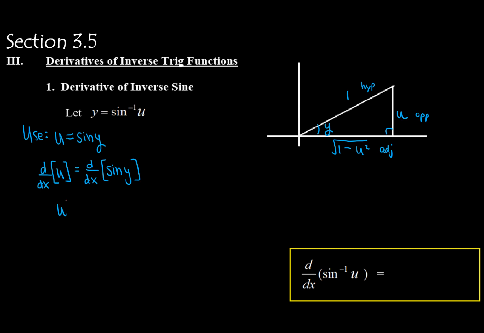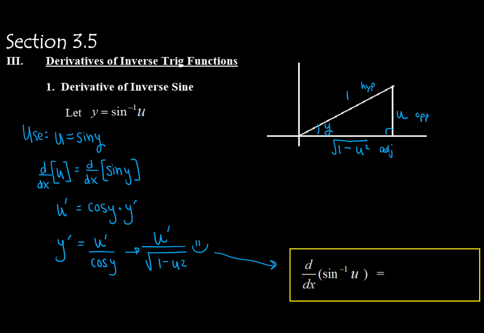Once I do this, I'm going to end up with u prime equals the derivative of the sine, which is the cosine of y times, because we're taking the derivative with respect to x, y prime. And this means if I solve this for y prime, I'm going to get u prime over the cosine of y. And if we look at my triangle, the cosine of y is the adjacent over the hypotenuse. So u prime gets to stay on top, but the cosine of y is going to be the square root of 1 minus u squared.